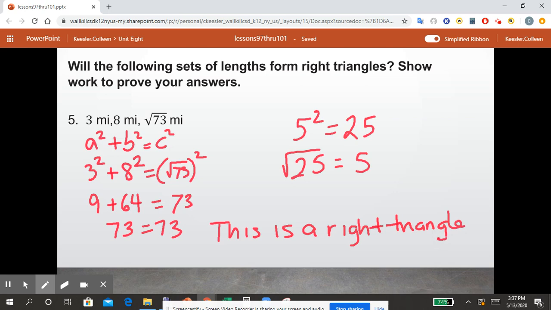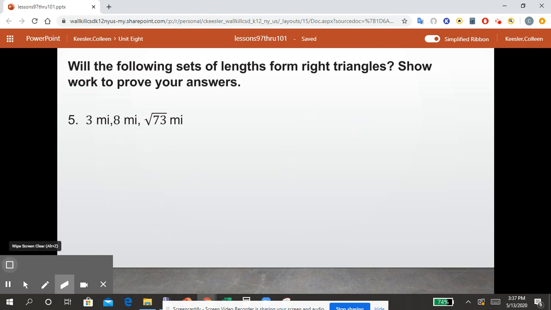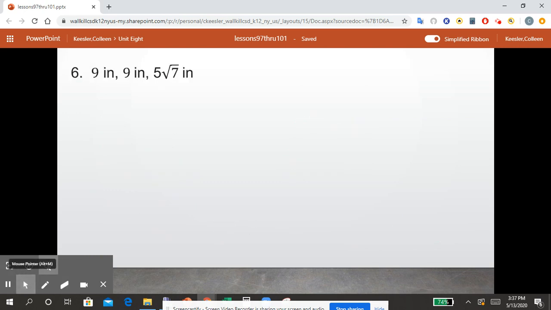So again, if it satisfies the equation, the side lengths make a right triangle, and it is considered a Pythagorean triple. Let's try another. Okay, so again, we have another irrational number there with the 5 radical 7 that we need to work on. So we have, again, a squared plus b squared equals c squared, and we're going to enter them in that order, even though it looks like the 5 radical 7 is the smaller number.